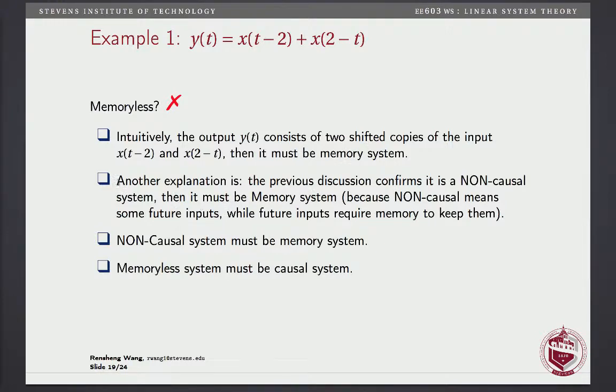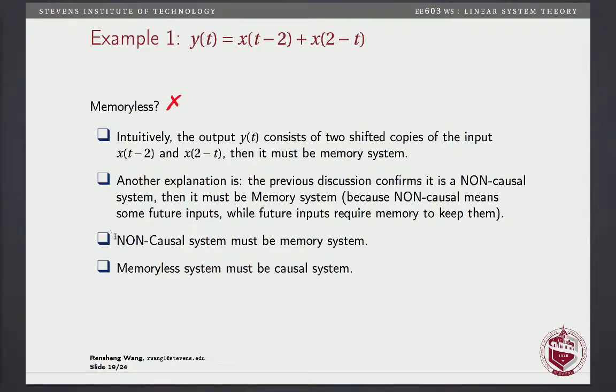There's also another explanation here. Recall that in the previous discussion, we know this is a non-causal system, right? What's non-causal? Non-causal means you have some future input in the output. When you have a future input, what does it mean? You need a memory to remember what happens in the future, right? So definitely this is a memory system.